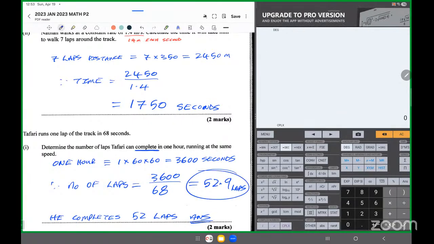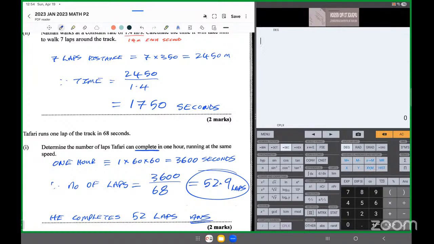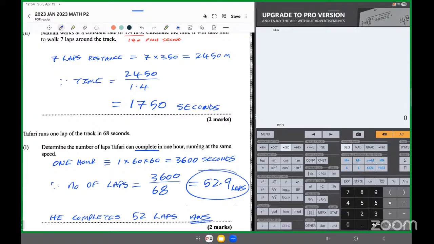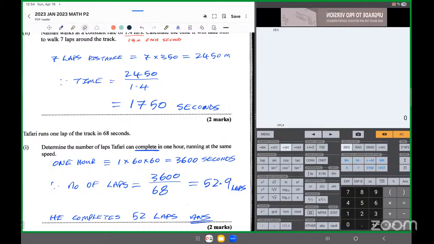So if you get 52.9, that's not the answer. The answer is the number of laps he completes. So 52.9, the 0.9 has not reached the next lap yet. They can't put 0.9. The question asks specifically the number of laps Tafari can complete, he completes 52 laps. So if you put 52.9, you might just lose marks for that. Just remember, guys, when a question asks for the number of something, you must give a whole number for your answer, a counting number. Remember that.